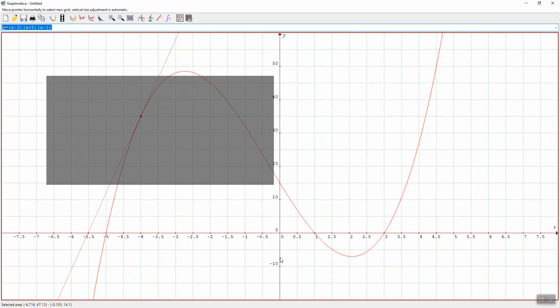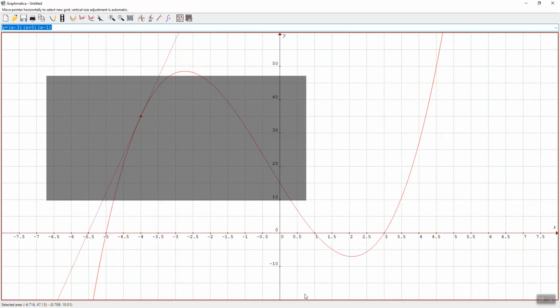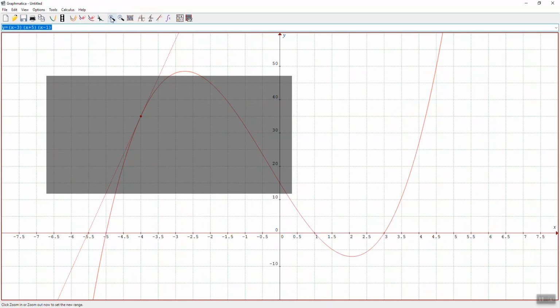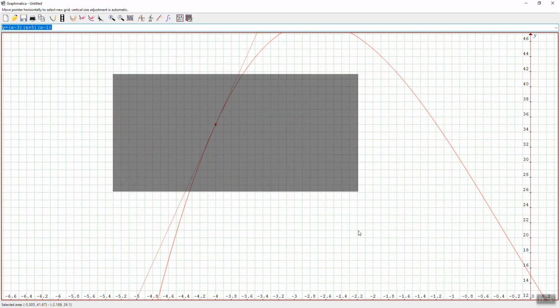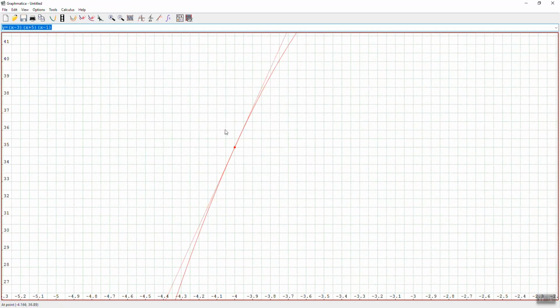Let's retry that again, and let's zoom in on that. Okay, now what I'm hoping you can start to see is that the slope of the curve and the slope of the tangent, as we zoom in, are getting closer and closer to one another around this point. So let me do a little bit more zooming in here. Okay, this is showing it more clearly again.